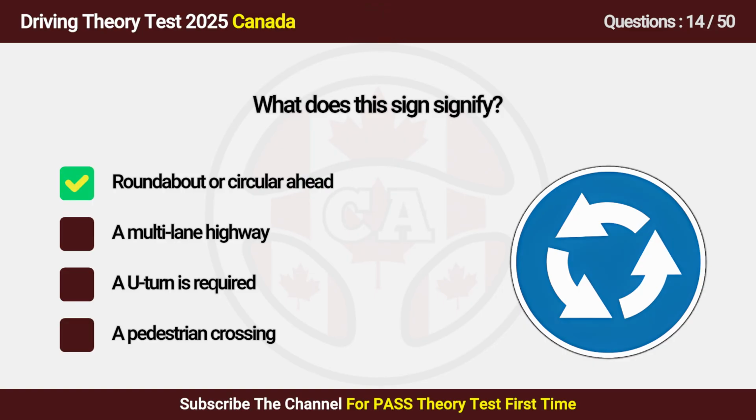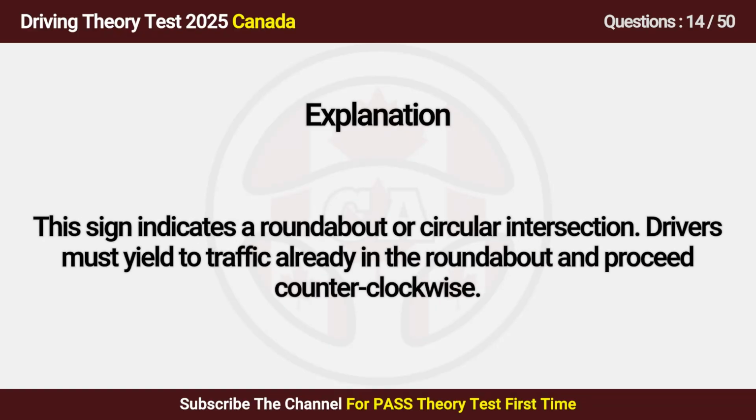Answer is A. Roundabout or circular ahead. This sign indicates a roundabout or circular intersection. Drivers must yield to traffic already in the roundabout and proceed.